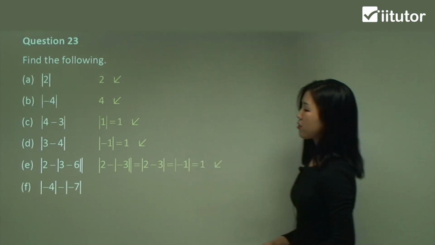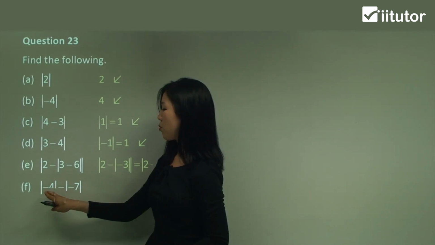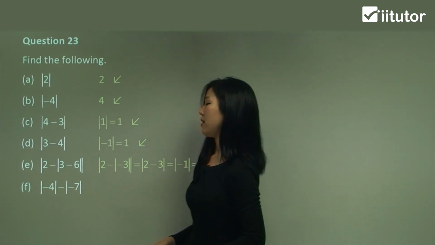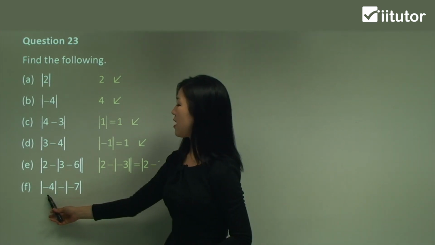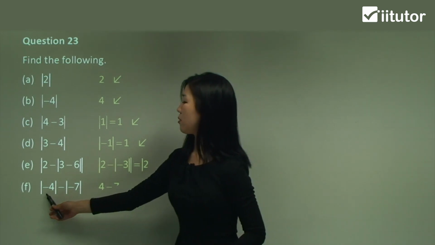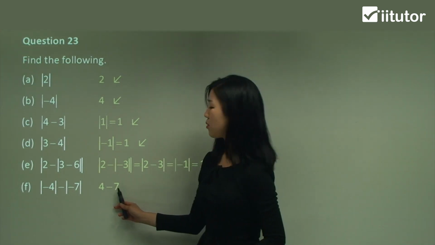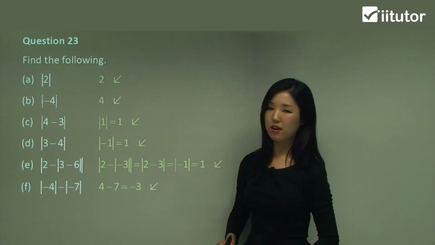Alright, so we've got two absolute bars. We want to subtract this absolute bar from this absolute bar. So work out these two individually. You can see the absolute value of negative numbers, both would turn out positive. So that one just becomes +4 and this one just becomes +7. So we have 4 minus 7, which is -3.